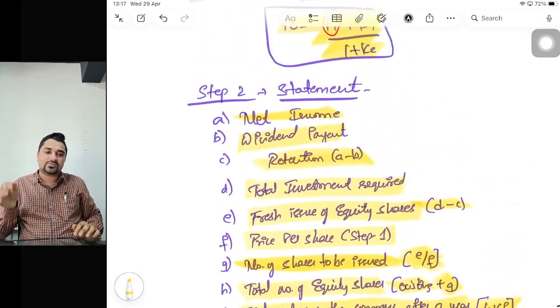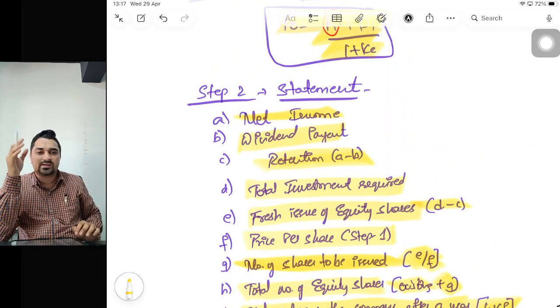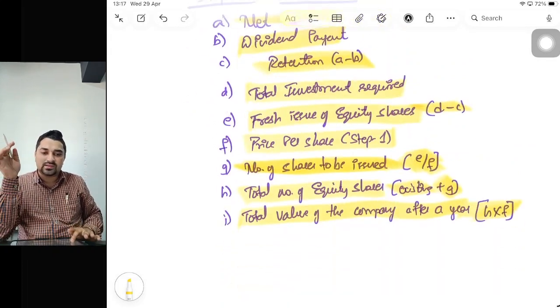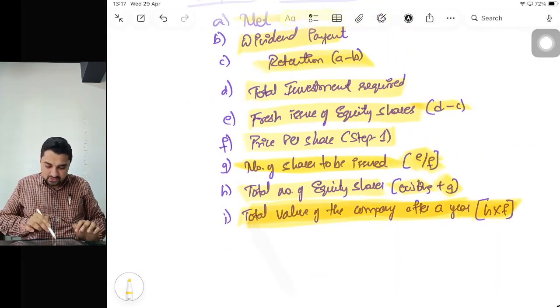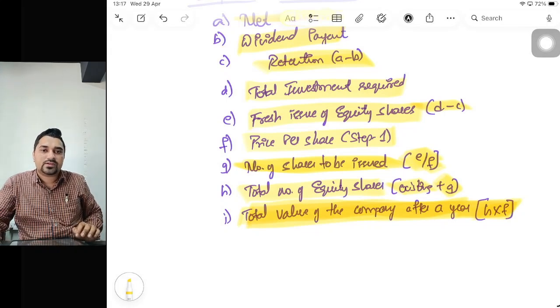So it will be a columnar approach: no dividend, dividend paid or some dividend paid. In each of the columns, in this last step, the total value of the firm should be equal.